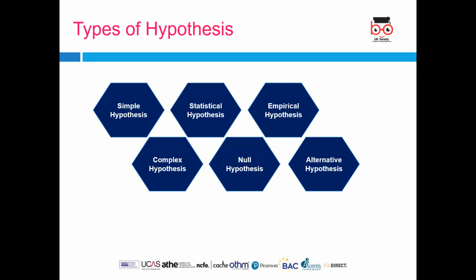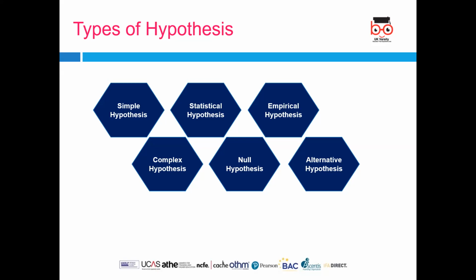So next slide, we look into the different types of hypothesis. You could have a simple hypothesis, such as the sun rises in the east. Then you have a statistical hypothesis. You can have an empirical hypothesis, for example, if the alcohol content in your liquor is more than 20%, then it will impact your body organs. So that can be an empirical hypothesis.